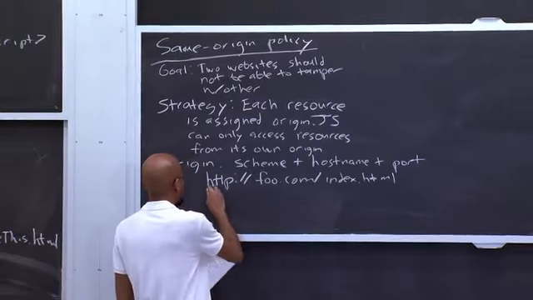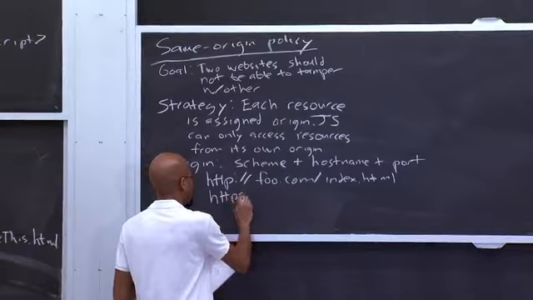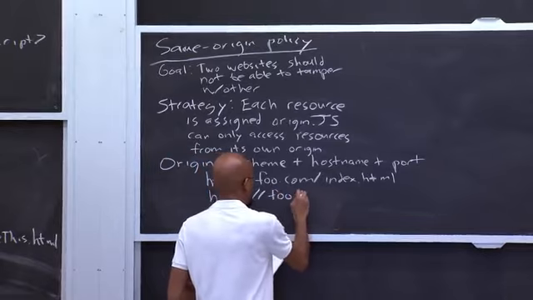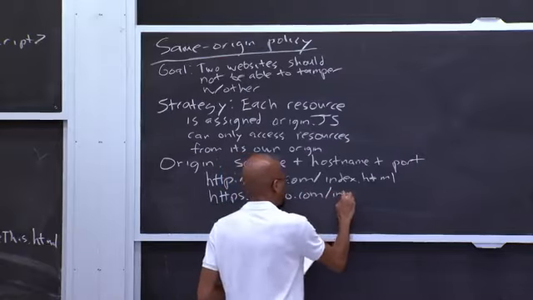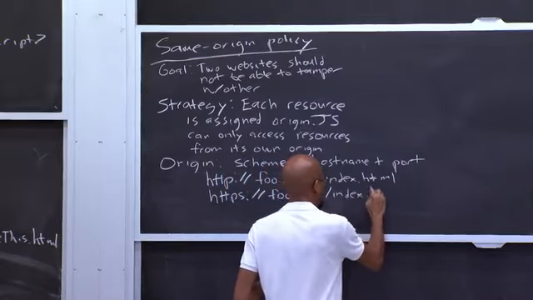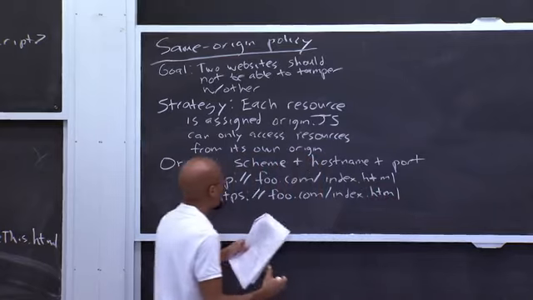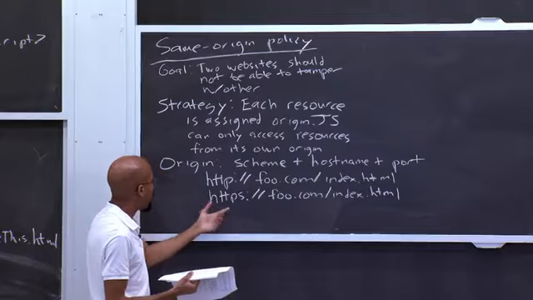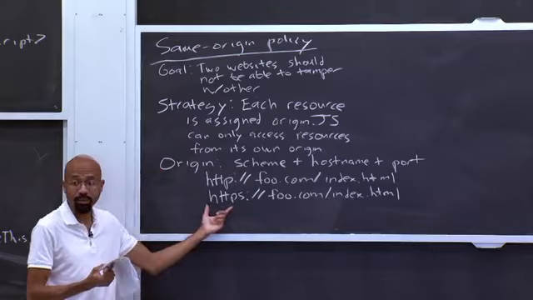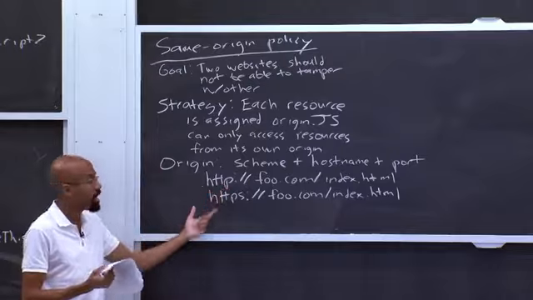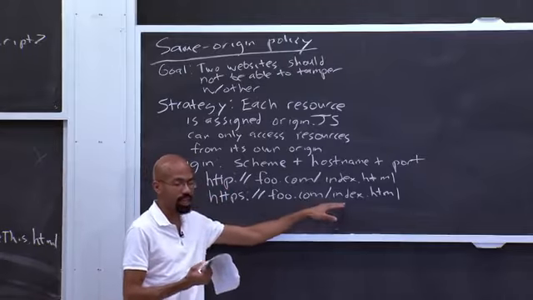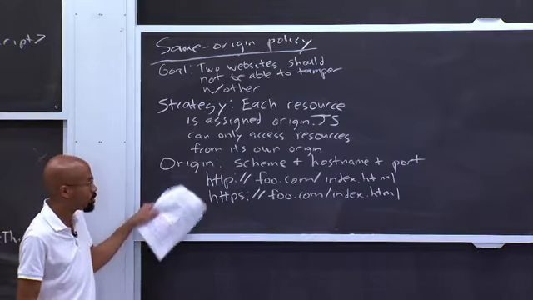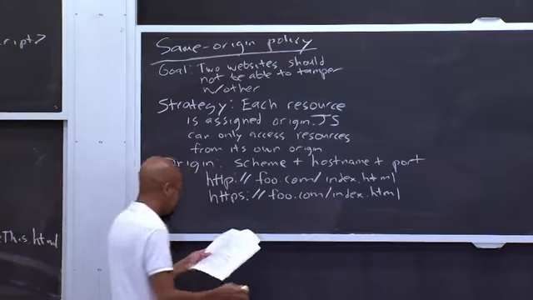So then if we look at something like HTTPS, once again, foo.com, index.html. So these two URLs have the same host name, right? But they have actually different schemes, right? HTTPS versus HTTP. And also here, the port is implicitly 443, right? That's the default HTTPS port, right? So these two URLs have different origins.